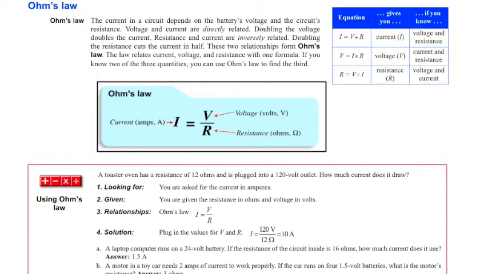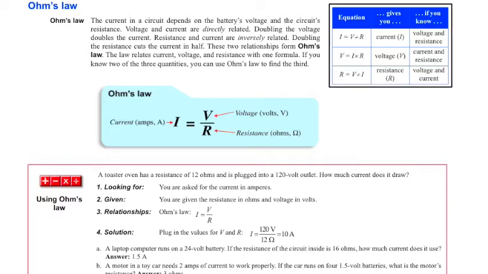This is an algebraic model of Ohm's law. It tells you that the current, symbol I, is equal to the voltage, symbol V, divided by the resistance, symbol R. It can also be written in 2 other forms. So you can say I is equal to V divided by R, you can say V is equal to I times R, or you can say R is equal to V divided by I. These are all equivalent representations of Ohm's law.